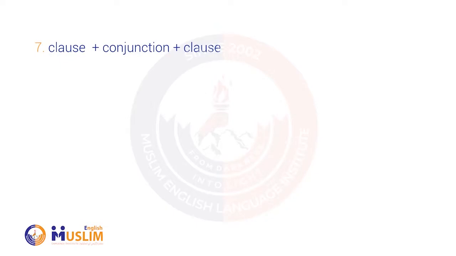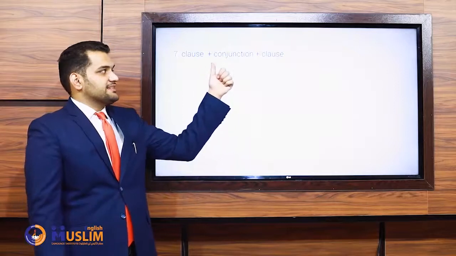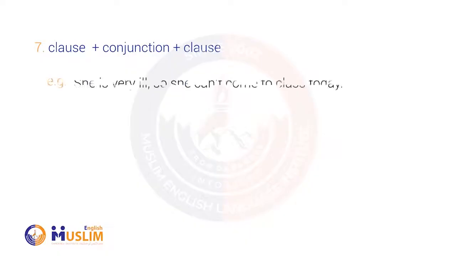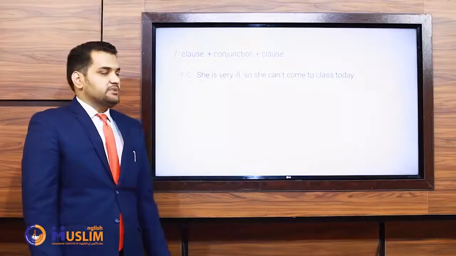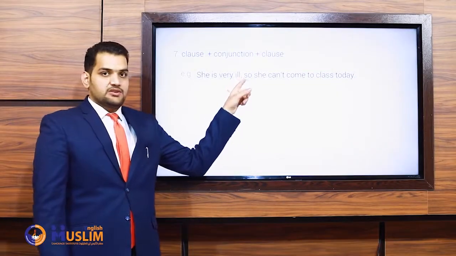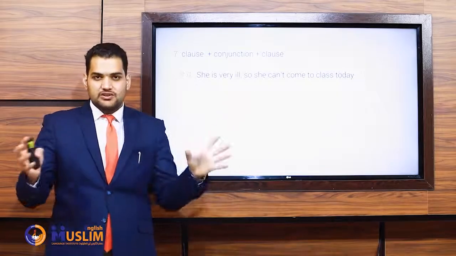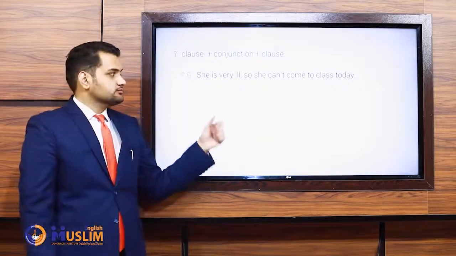Number seven. Now we can also have two clauses. Clause plus conjunction plus clause. For example, she is very ill. This is one clause, and the other clause is she can't come to class today. And between the two clauses, we have a conjunction. So we have a parallel structure as a whole.